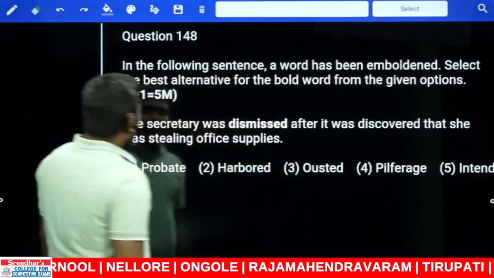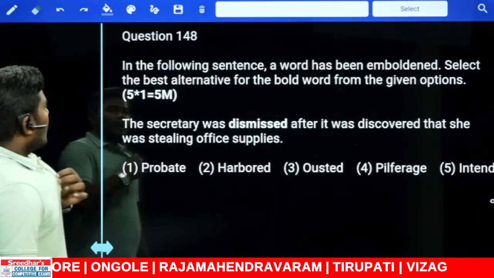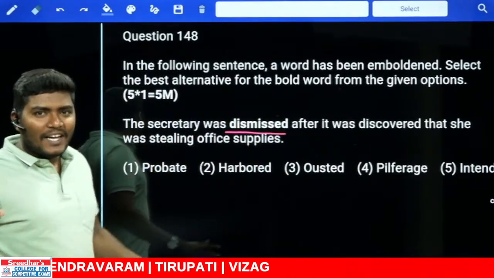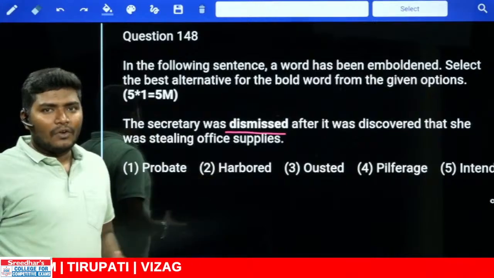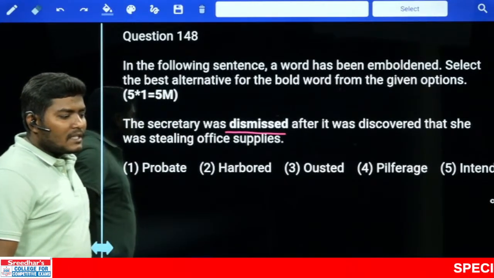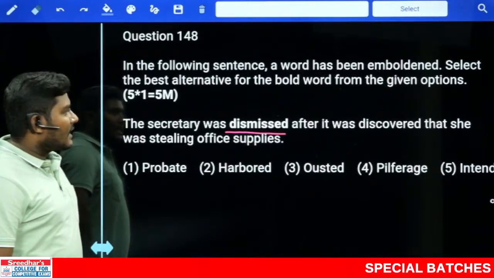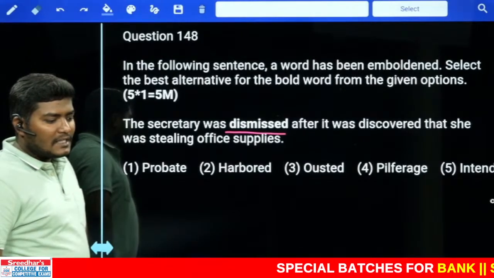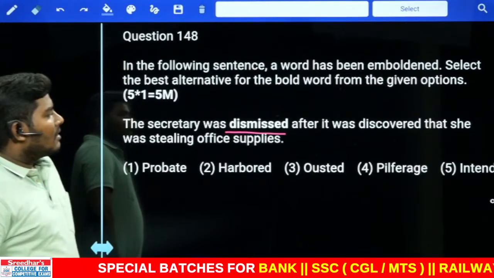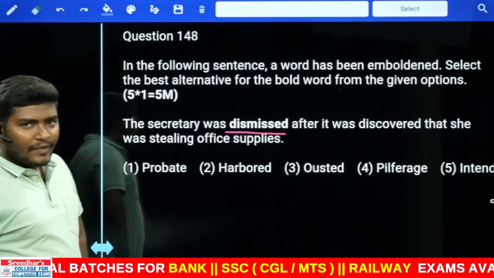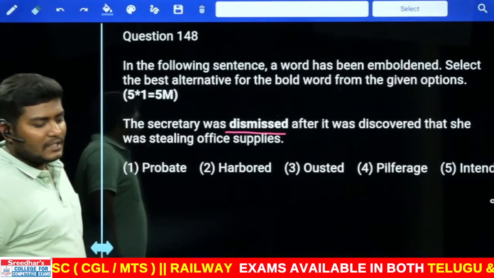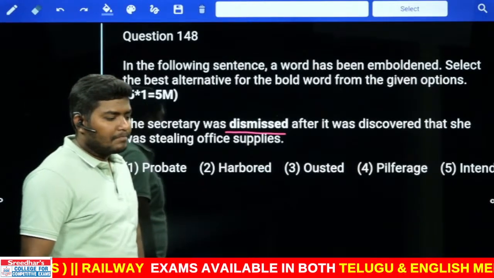Okay. Look at the statements. The secretary was dismissed. We know the word. We don't need too much vocabulary knowledge for this. Can you give me the answer directly? The secretary was dismissed. Probate, harbored, ousted, pilferage, intend. We don't know the vocabulary too much. Let us imagine like that. But still we can give the answer. Give the answer. I'm waiting for your answers.